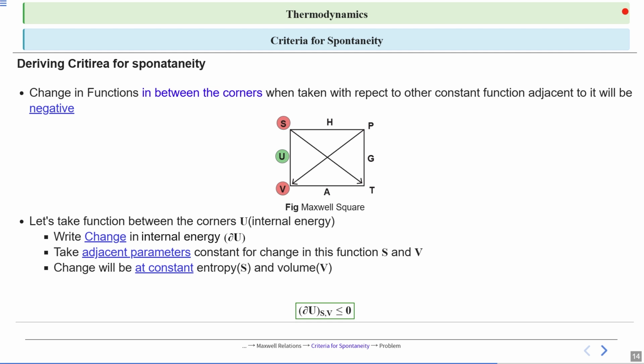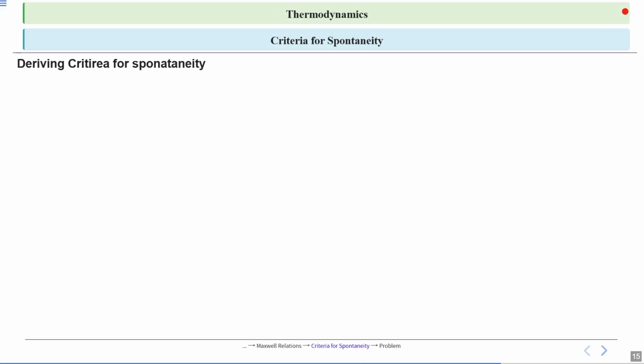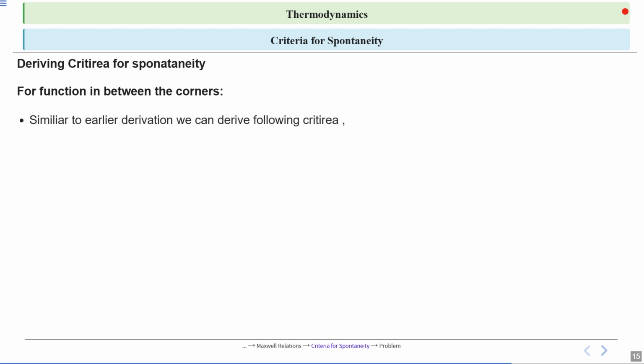Moving on to the next thing, what can be the next term? We can take enthalpy, Gibbs free energy, and A. Let us write it for each of these. First, enthalpy. On either side for enthalpy, we have entropy and pressure, so the enthalpy change should be less than or equal to 0 at constant entropy and pressure. Then the next term is A. The change in A at constant temperature and volume should be less than or equal to 0.